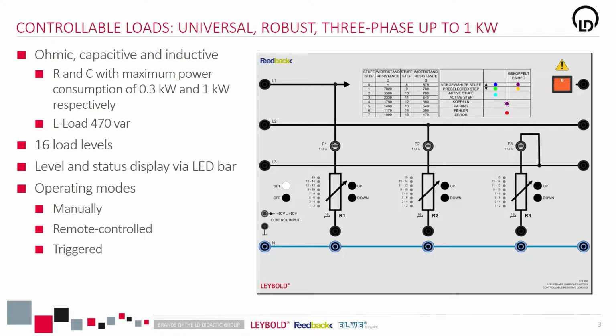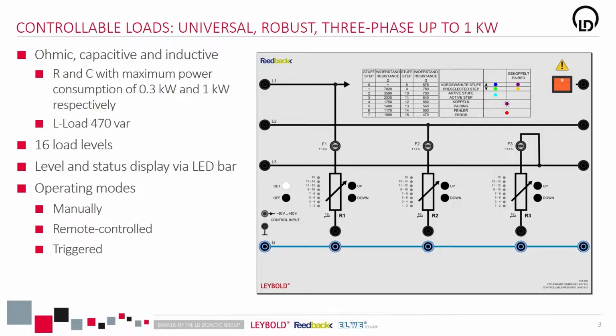The loads have three operation modes. The manual operation mode, where you control the load directly on the front panel. The remote control mode, where you can, for example, use our Power Analyser CASSY Plus to control the load via our interactive instruction sheets or via our measurement tools via Wi-Fi. Or we have the triggered mode, which allows us to trigger an unbalanced load configuration.